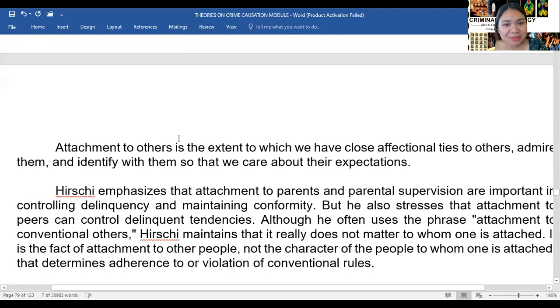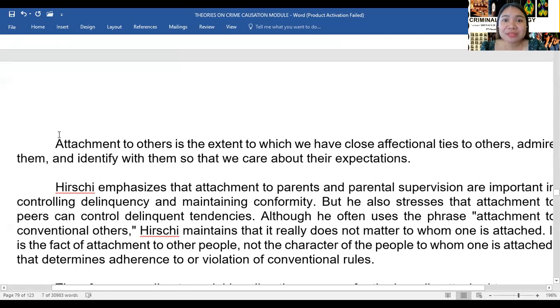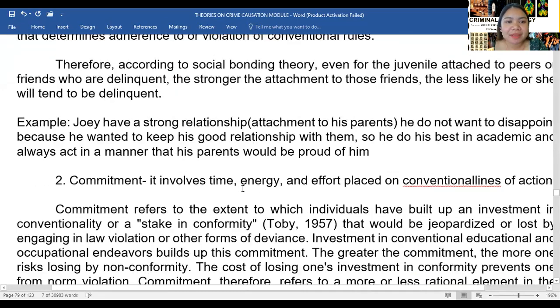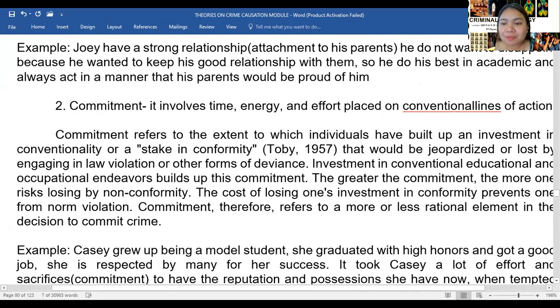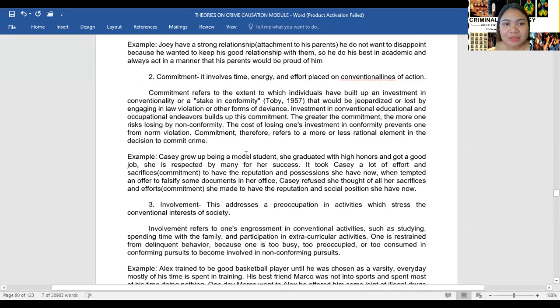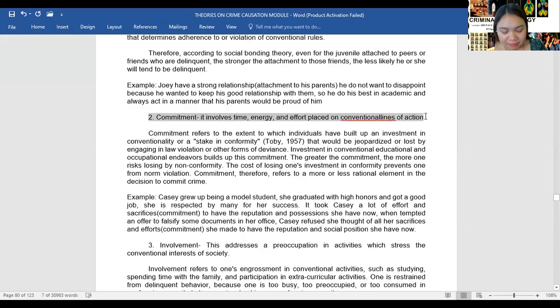Okay, that's social bond. So how do we use that in crime? For example, because of your love for your family, you cannot bring yourself to falsify documents, because you fear being imprisoned and no longer seeing your children. That is one example. Next, commitment. Okay, we go to the next one. Commitment.